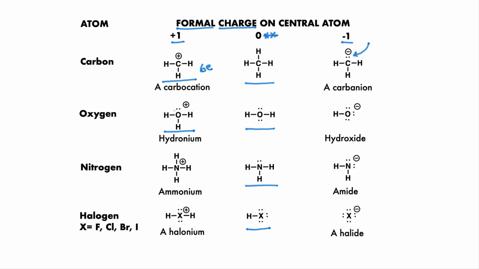Oxygen, nitrogen, and the halogens are electronegative and want to have their full complement of 8 electrons. Next, notice that the generic symbol for the halogens is X.